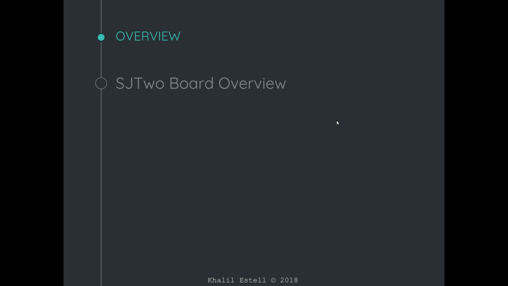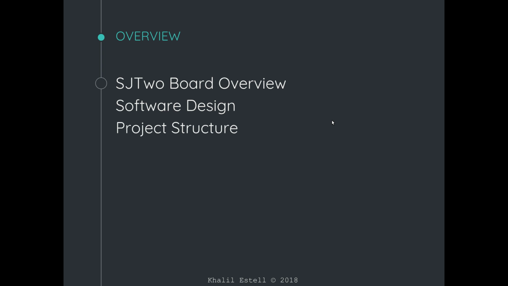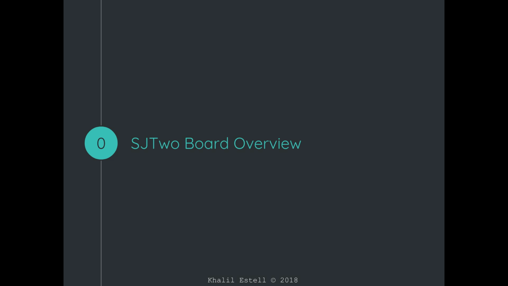So a bit of an overview. We're going to go over the SJ2 board overview, just what it can do and what it's capable of. We're going to go into the software design, what you should consider when you're designing the software for SJ2. The project structure: after this, you will hopefully understand the bulk of the different folders, why they're set up the way they are, what they do and what's in them. Testing and verification, and finally, Git workflow. So let's start off with the SJ2 board overview.